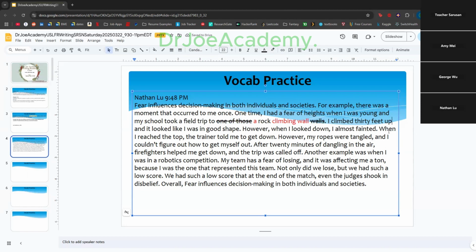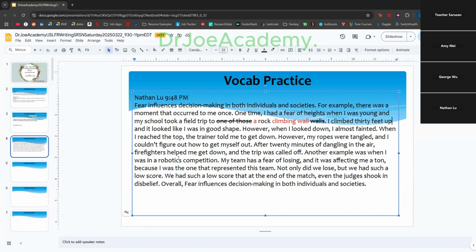However, when I looked down, I almost fainted. When I reached the top, the trainer told me to get down. However, my ropes are tangled, and I couldn't figure out how to get myself out. After 20 minutes of dangling in the air, firefighters helped me get down, and the trip was called off.